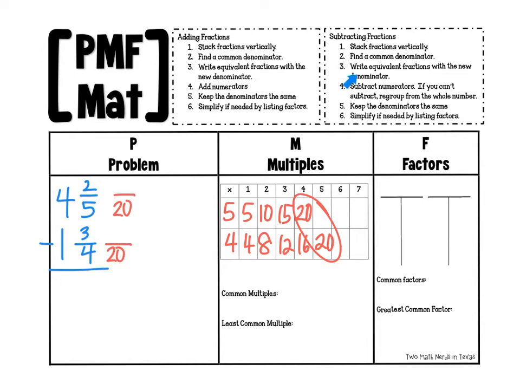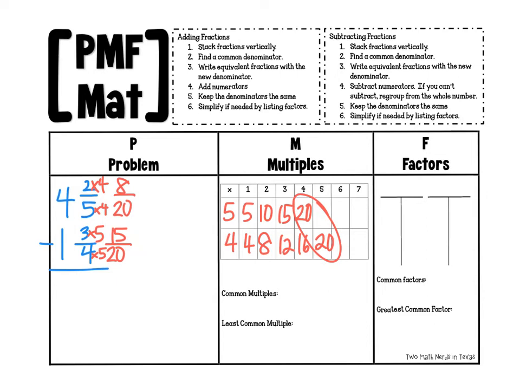My next step says we want to write equivalent fractions with our new denominator. So 5 times 4 is 20. So whatever I do to my denominator, I do to my numerator as well. So 2 times 4 is 8. And then 4 times 5 is 20. So 3 times 5 is 15. So what my problem's asking me to do is if I have 8/20, I want to take 15/20 away. And I can't do that. If I only have 8/20, I can't take 15/20 away.